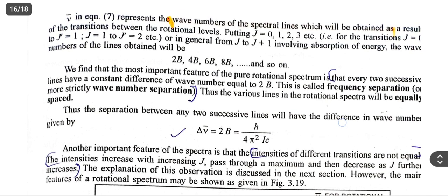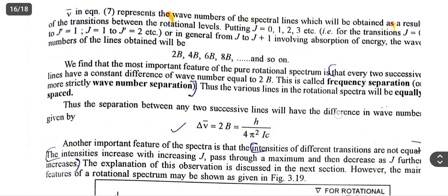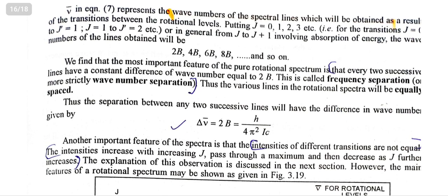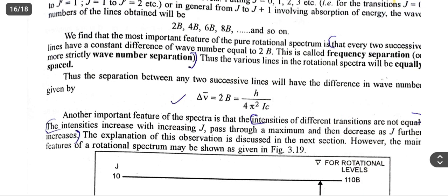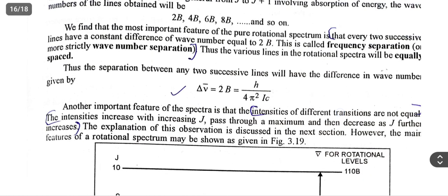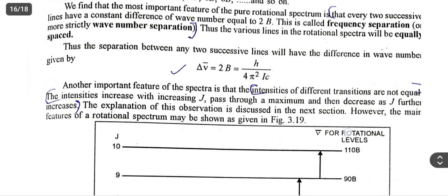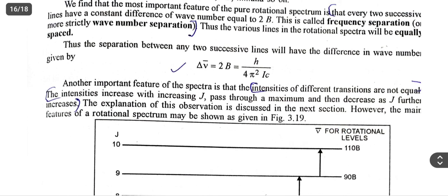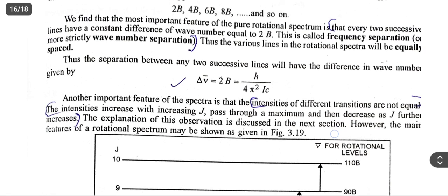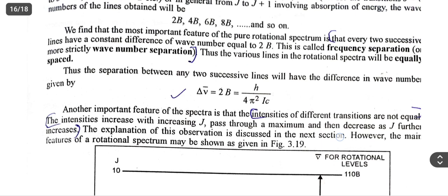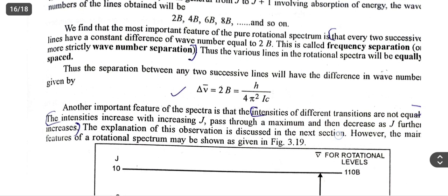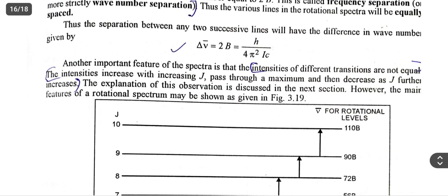Putting J equal to 0, 1, 2, 3 for the transitions J' = 1, J' = 2, or in general form J to J+1, involving absorption of light energy, we get 2B, 4B, 6B, 8B, etc. We find that the most important feature of the pure rotational spectrum is that every successive line has a constant difference of wave number equal to 2B. This is called frequency separation, or more strictly, wave number separation. Thus, the separation between two successive lines is 2B, that is, 2h/8π²I.